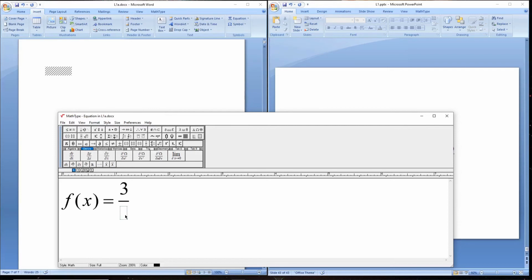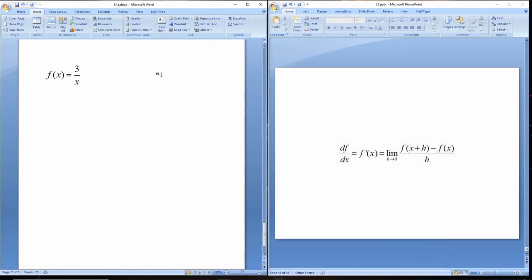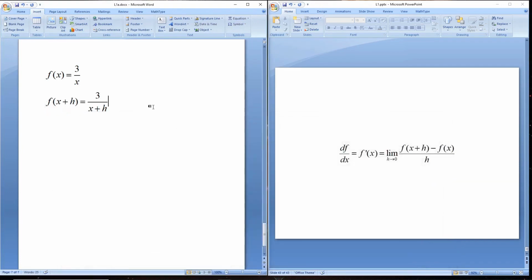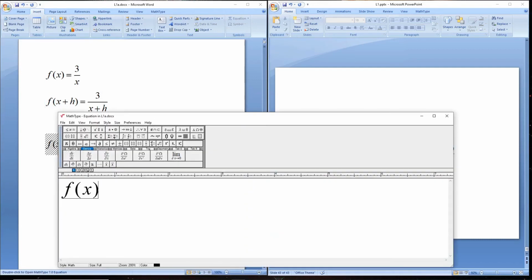Let's try one more example. How about 3 over x? And over here is our derivative. And we need x plus h. So let's do that. And we'll plug that into the function, which means we have 3 over x plus h. And then we will take this information and plug it into the limit.